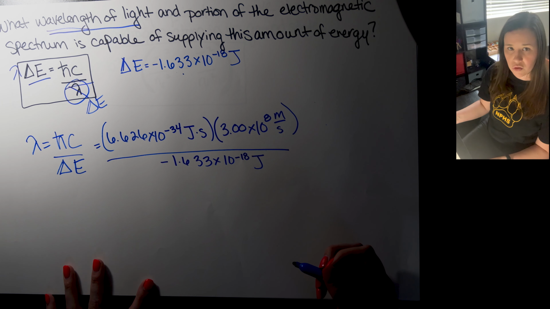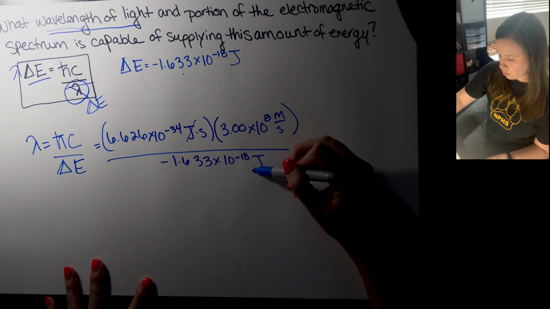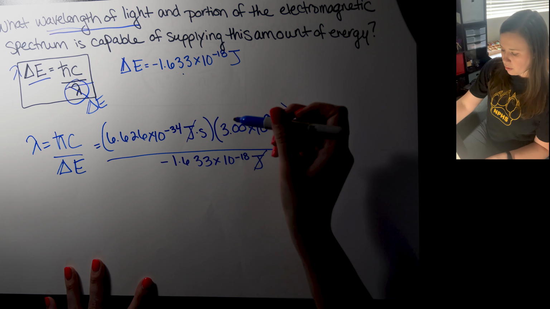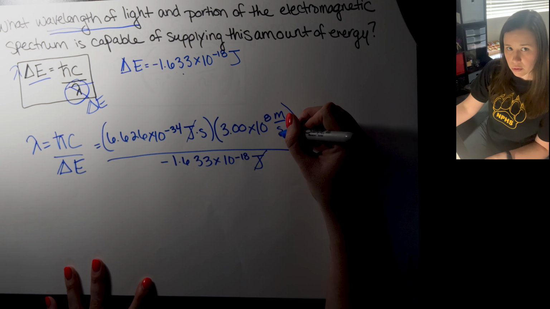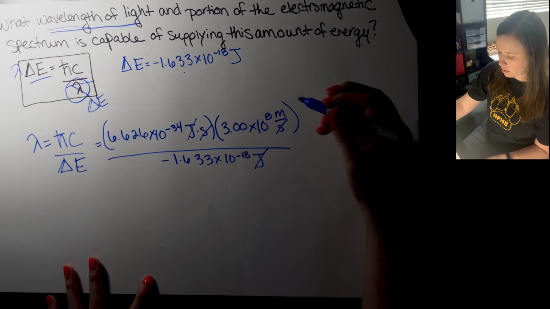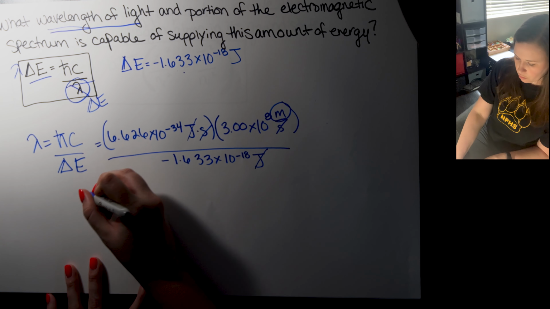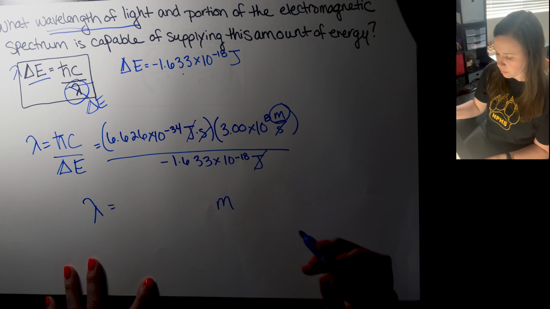And let's first look at how the units cancel. I have joules on the top and joules on the bottom. But also within the numerator, I have meters per second. So that's also like on the denominator. So that's going to cancel with the seconds from Planck's constant. So my unit for the wavelength will be in meters.